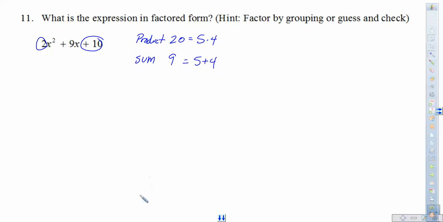Now when you think about that 9x, I'm just going to put it right here, and we could rewrite 9x as 5x plus 4x. So we can rewrite this whole trinomial, one with 3 terms, is quadratic, and let's rewrite it as an unsimplified quadratic with 4 terms. So 2x squared plus 5x plus 4x plus 10. Keep the 10 there, not the 20. And now we're going to factor this thing by grouping.